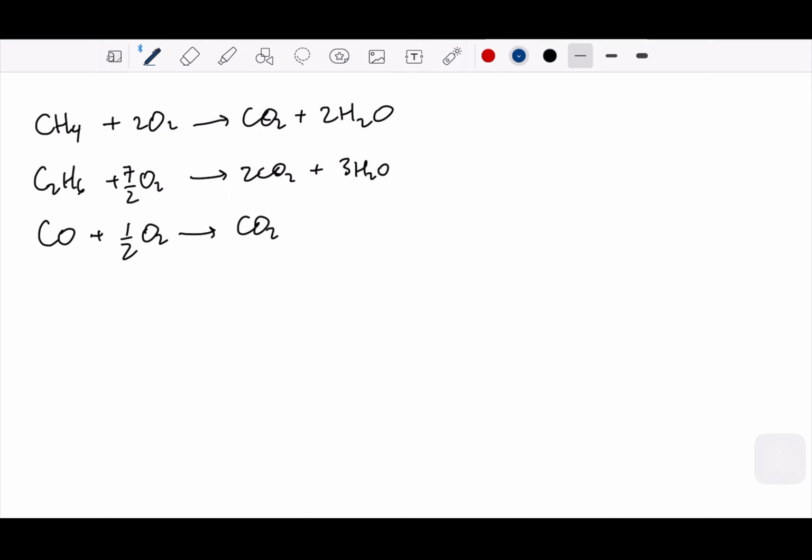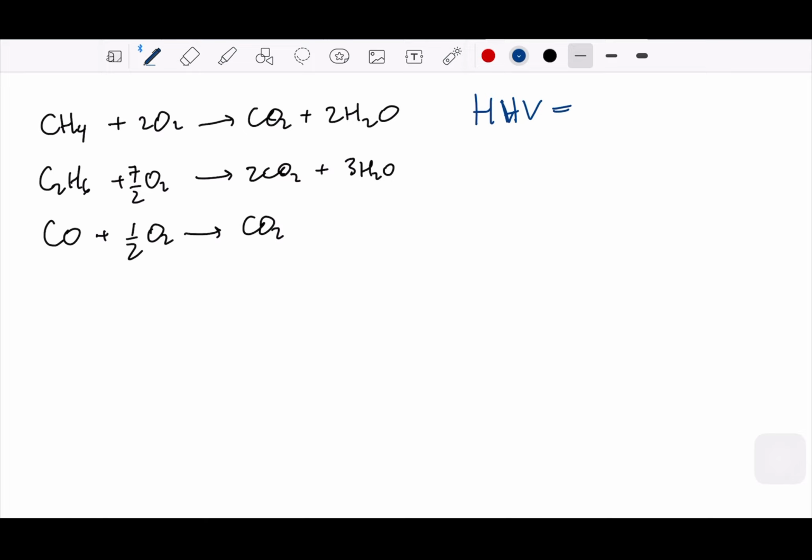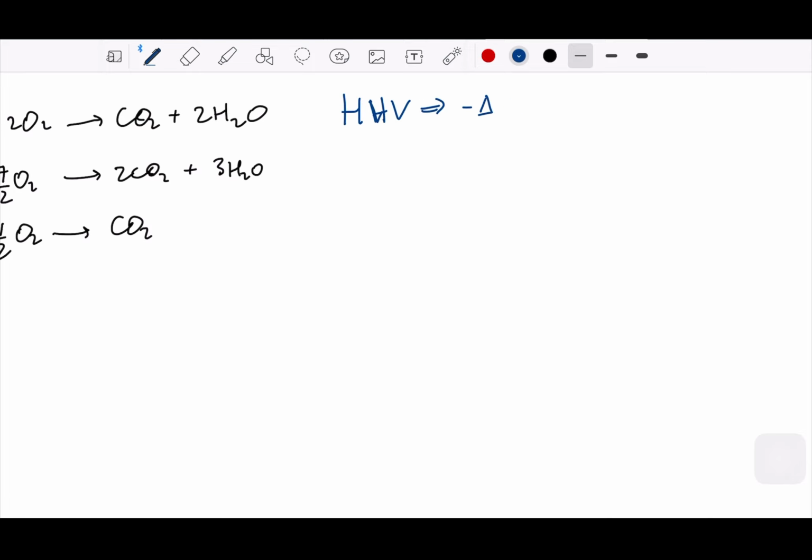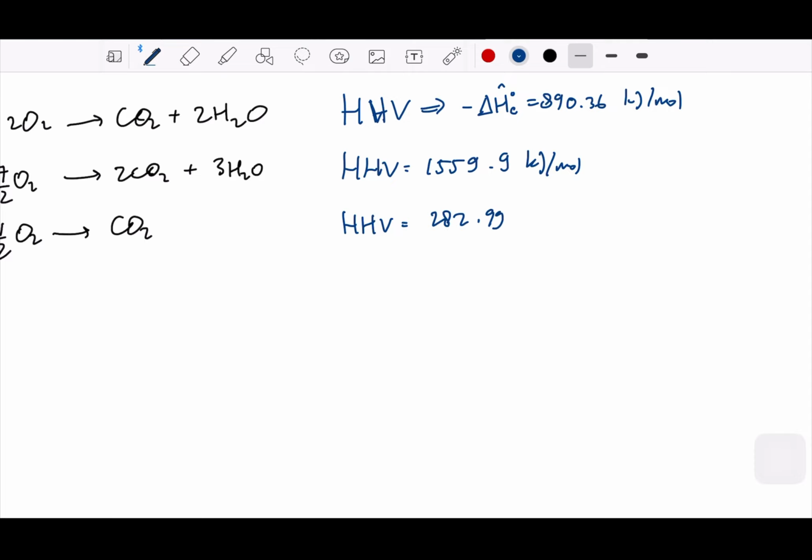Now, the higher heating value for each one of these, we can also check through Table B1 and take the negative of the heat of combustion. So we have 890.36 kilojoule per mole. This second one is 155.9. This third one is 282.99.